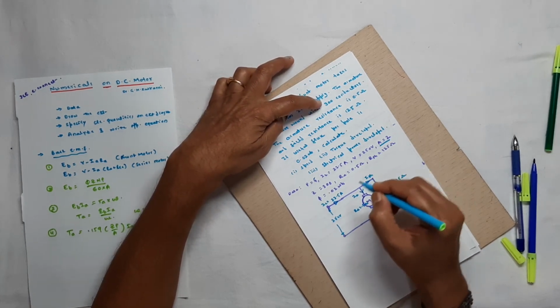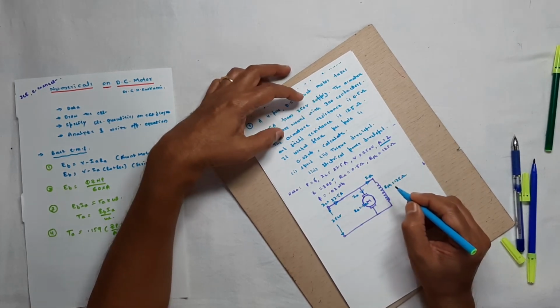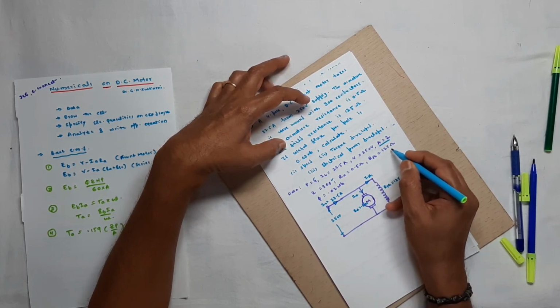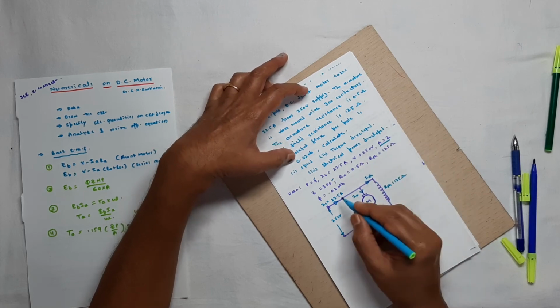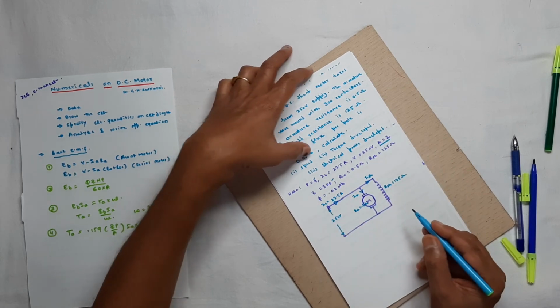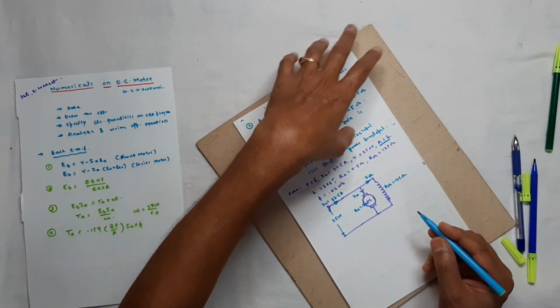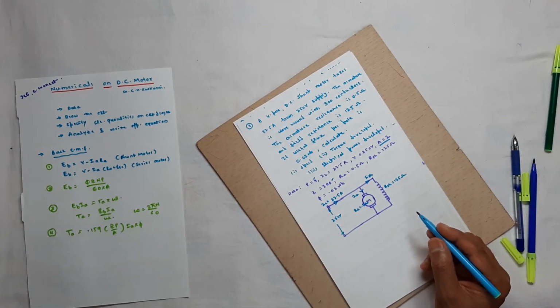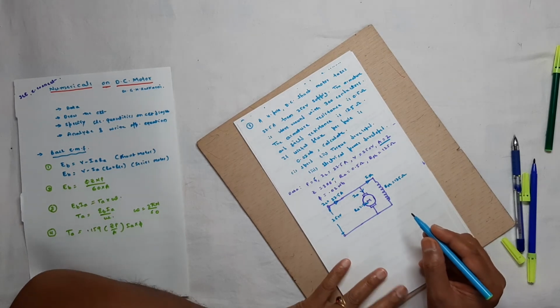With 300 conductors, the armature resistance is 0.5 and the field resistance is 125 ohm. The useful flux per pole is 0.02 Weber. Calculate speed, torque developed and electrical power developed. These are the things he asked. Once again, the same procedure you have to follow.